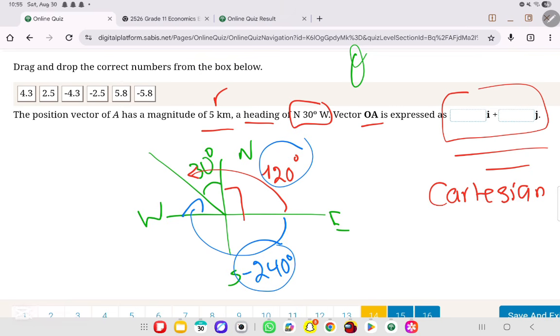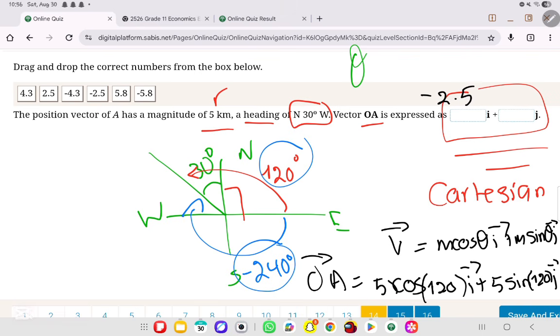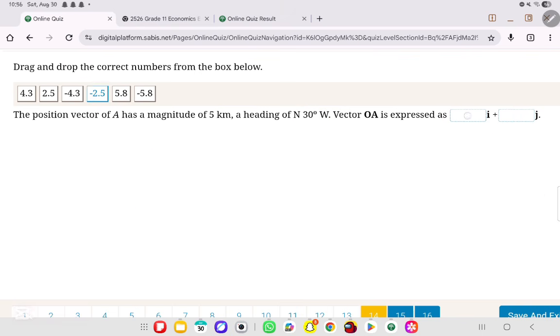Now remember the equation. If we're looking for a vector v and we need to express it in Cartesian form, then it's going to be magnitude cosine theta i plus magnitude sine theta j, right? So for us, we're looking at vector OA. It's going to be the magnitude, which is 5, times cosine 120 i, plus 5 sine 120 j. Okay? That's going to be minus 2.5 i and 4.3 j. Okay, so minus 2.5 i and 4.3 j.